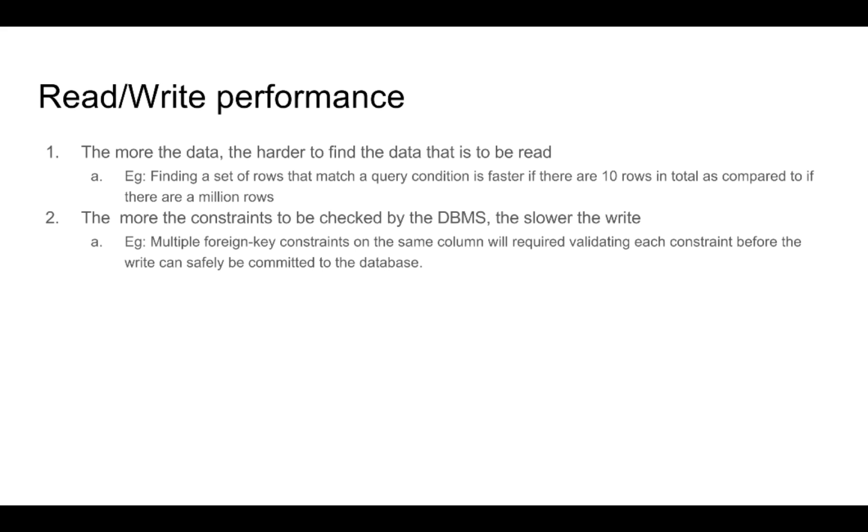When we write to a DBMS, the number of constraints that have to be checked by the DBMS is what affects the write. So for example, if we have a lot of constraints, let's say we have 10 foreign key constraints on a particular column value, then the DBMS has to validate each of those 10 constraints before the value can be safely committed. These are not the only two factors that affect read or write performance. There are several other factors. But again, from an application development point of view, these are the two broad things that we'll have to worry about first when we think about read-write performance.